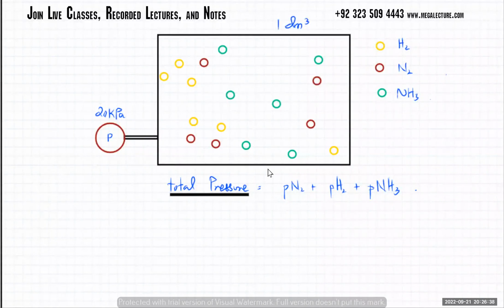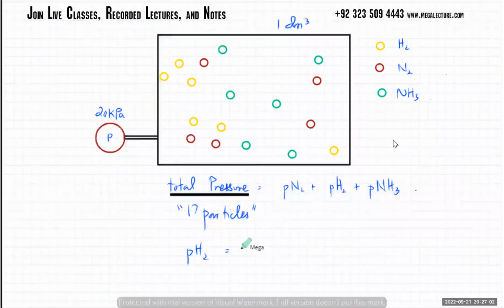So how do I figure out? I know that the combined pressure of 17 particles, that's 17 particles combined exerting this total pressure, which is 20 kilopascals. So what will be the pressure that will be exerted by H2 only?